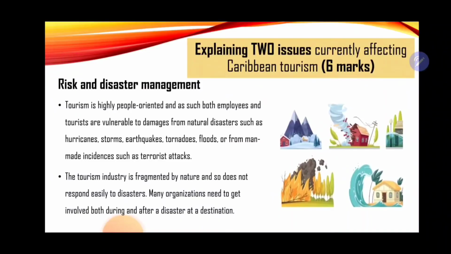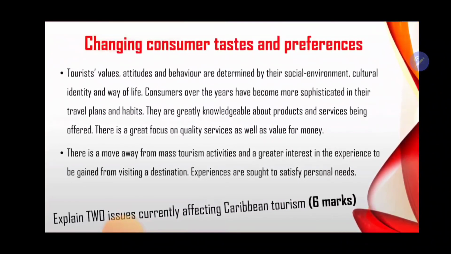Tourism is highly people-oriented, and as such, both employees and tourists are vulnerable to damages from natural disasters. It may be hurricanes, storms, earthquakes, tornadoes, floods, or from man-made incidences such as a terrorist attack, right? Now, the tourism industry is fragmented by nature, and so does not respond easily to disasters. Many organizations need to get involved both during and after a disaster at a destination. Our next point is changing customer tastes and preferences.